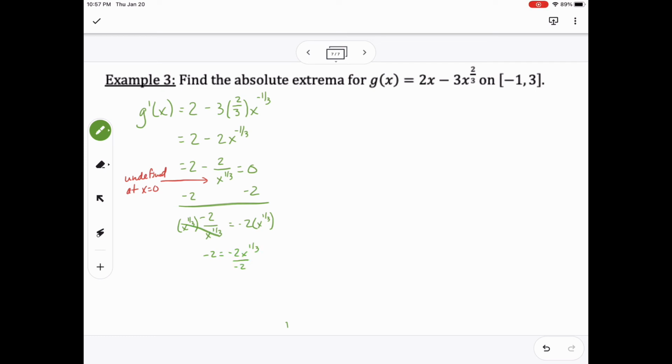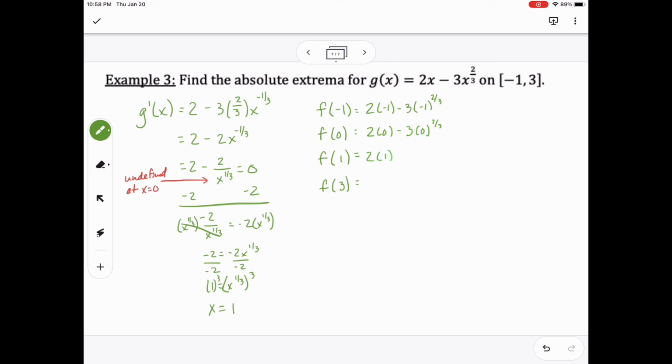But now I'm just solving, so I subtract 2 from both sides, I divide by -2, and then I cube both sides so that I can get x equals 1. So now I have all the numbers that I need. -1, which is an endpoint, 0 and 1, which are the ones that I found, and 3 is the other endpoint. And then I really just plug it back into the original function. And then I find my values.